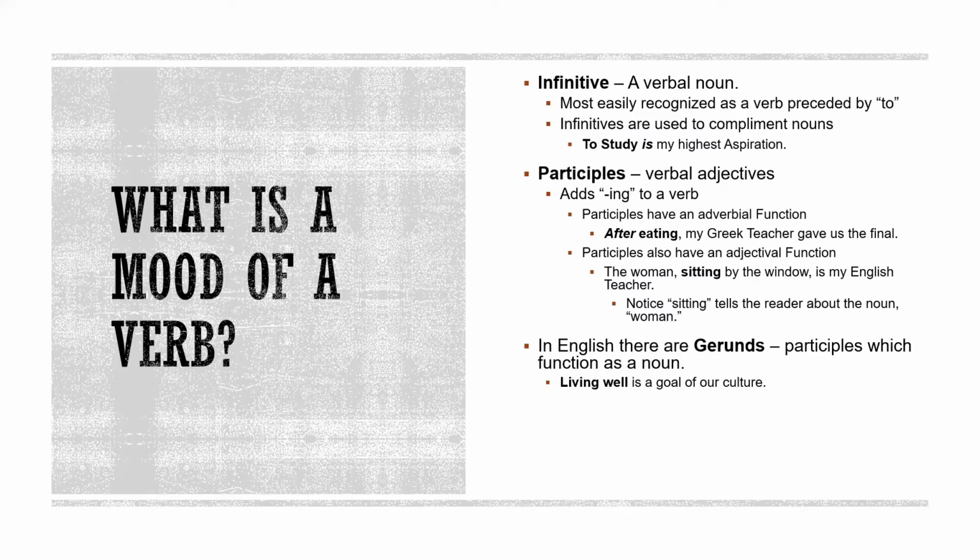In English, participles are verbal adjectives, which are indicated by adding an "ing" to a verb. Participles have an adverbial function, which describes the main verb in more detail, such as this sentence: after eating, my Greek teacher gave us the final. Participles also have an adjectival function, which makes the participle describe a noun, such as this sentence: the woman sitting by the window is my English teacher.